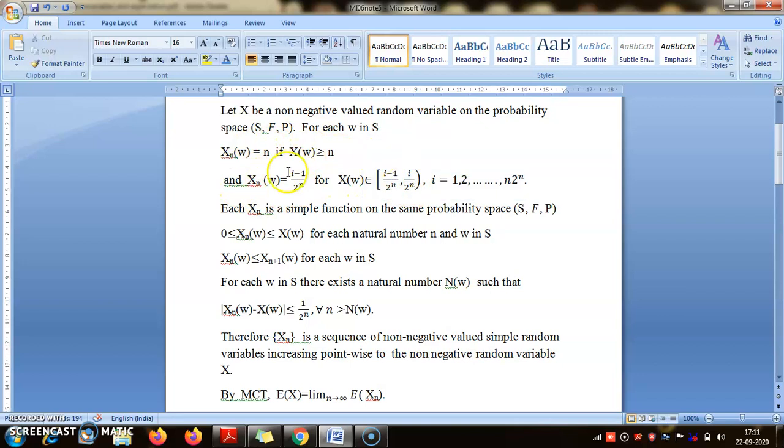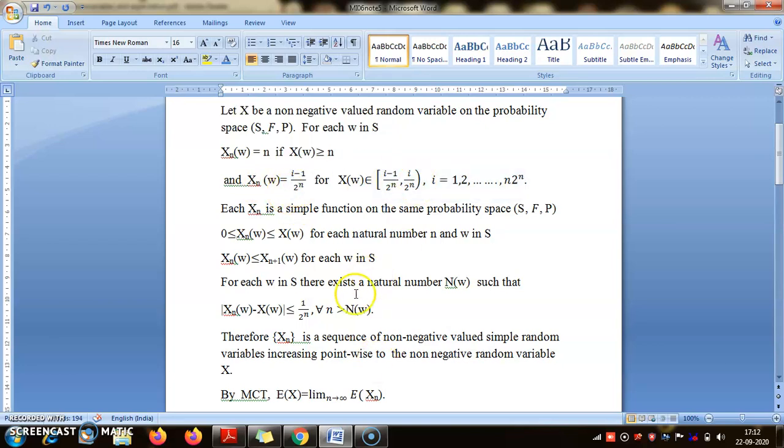We are looking at this part. So when xw is less than n, we divide the interval 0 to n into subintervals and check which subinterval contains xw, and take the left endpoint to be xnw. So that is the algorithm.